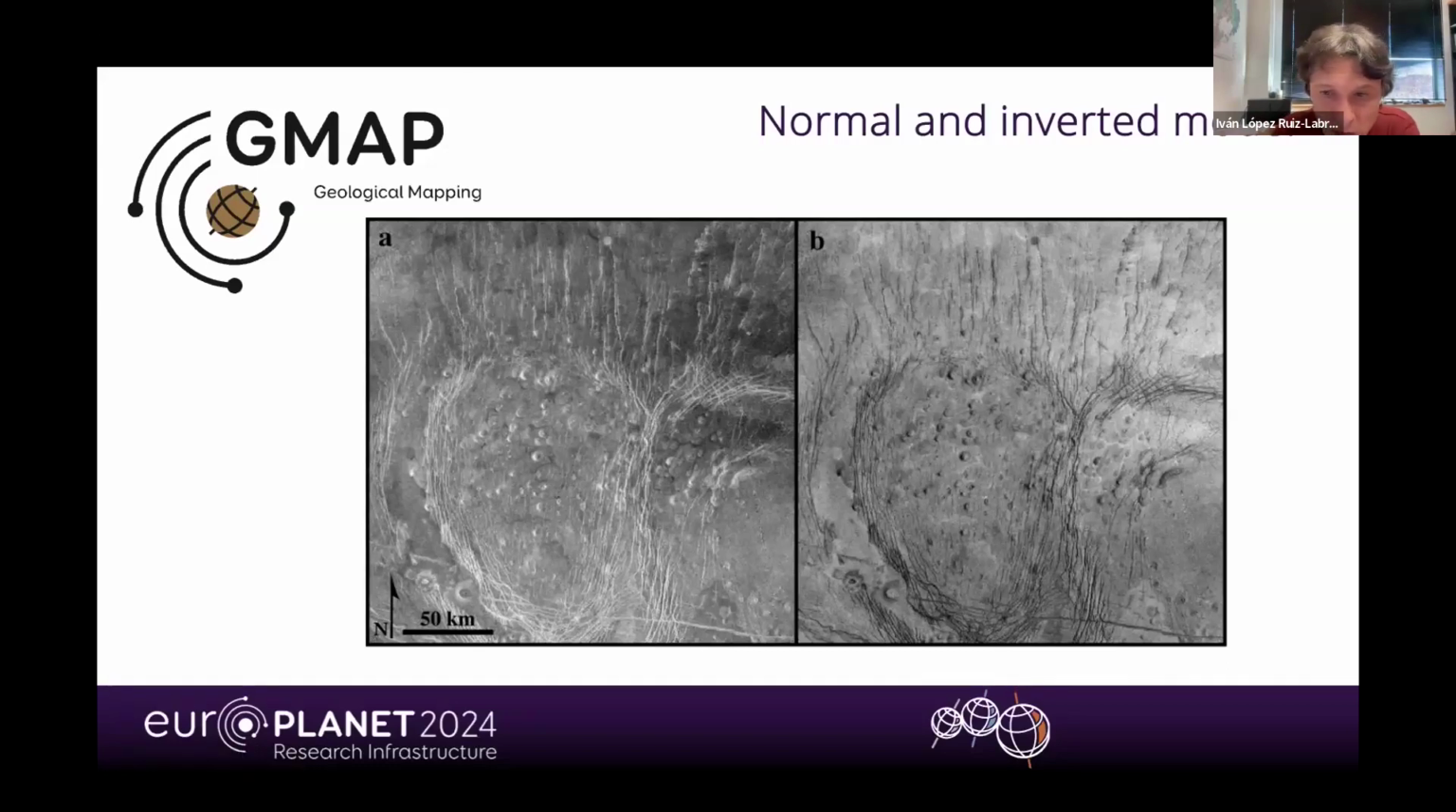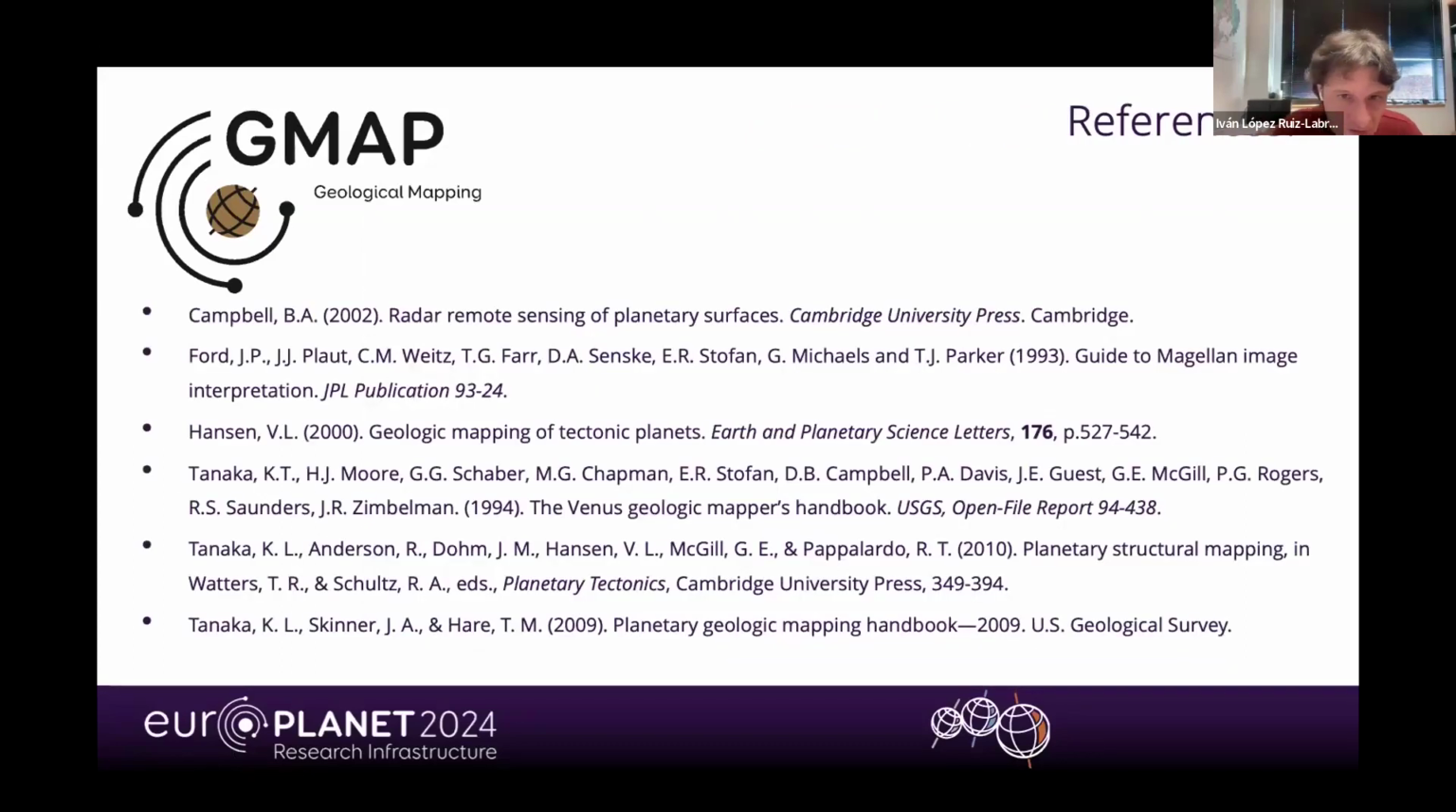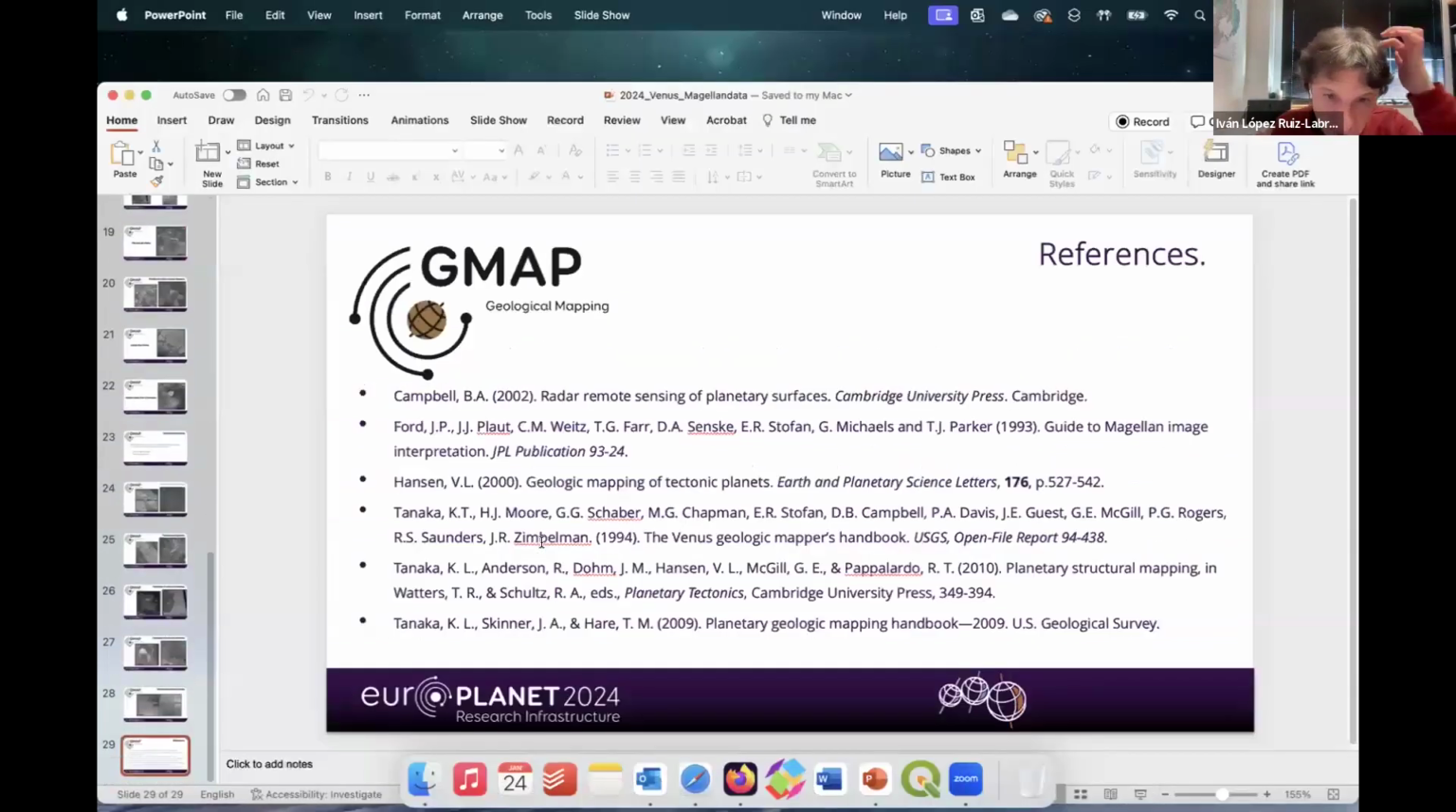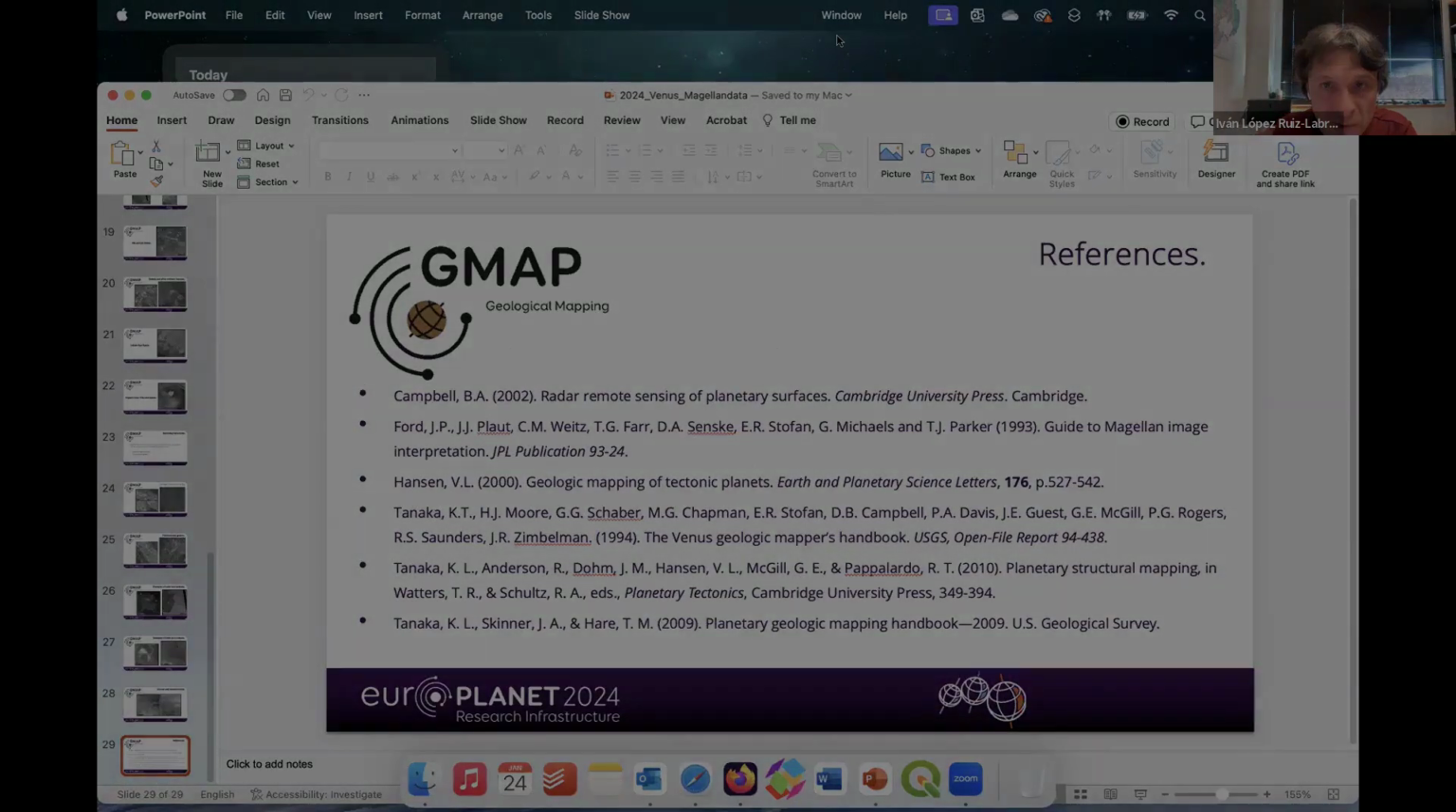It has been a very quick introduction of how to interpret these images. Don't worry if things are a bit fuzzy now. We are going to stress all these principles of how to interpret these images later. You are going to have these presentations. These are some of the basic references about how to study surfaces with radar remote sensors, and how to interpret these Magellan images to decipher the geology of the planet. And with this, I pass to Giulia, who is going to talk to you about spectroscopy on Venus.